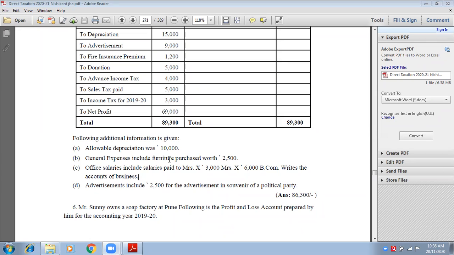3,000 paid to Mrs. X, wife of Mr. X, is a reasonable payment and not excessive. Therefore, it is not to be disallowed. I mean, we will not disallow this. Okay? Is this clear to everyone?